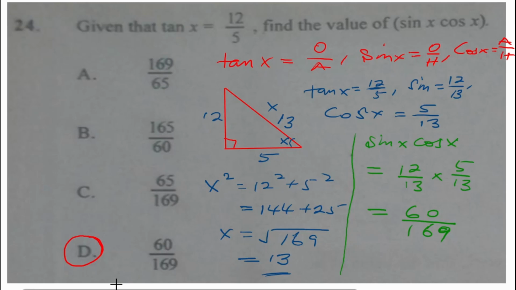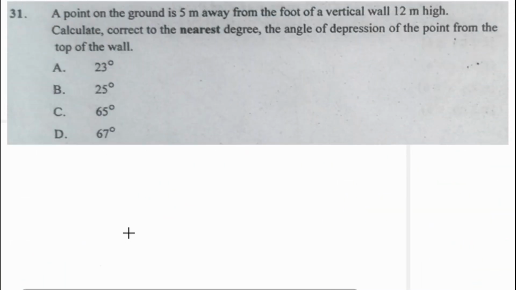We go to the next question. Question 31 says that a point on the ground is 5 meters away from the foot of a vertical wall 12 meters high. Calculate, correct to the nearest degree, the angle of depression of the point from the top of the wall. Let's underline the key facts from this question. The facts are that a point on the ground is 5 meters away from the foot of a vertical wall which is also 12 meters high. And we have to calculate to the nearest degree the angle of depression of the point from the top of the wall.